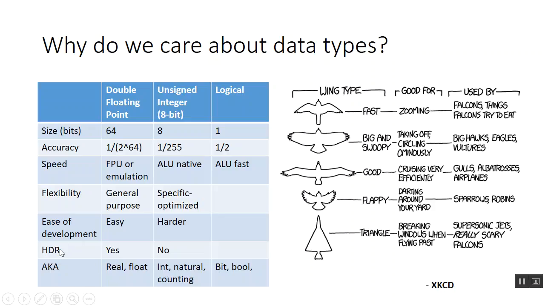HDR stands for high dynamic range, and what I mean there is that the double floating point, because it uses a scientific notation style of representation, you can represent huge numbers or very, very small numbers just by changing your exponent. The unsigned integer doesn't have that kind of flexibility. It doesn't have a high dynamic range, because that's not the way that you're representing the number. So it has kind of a uniform precision or uniform dynamic range. And then the AKA is just also known as, I gave you some other things that people call these types of data types.